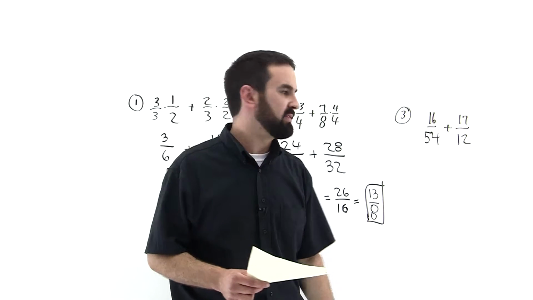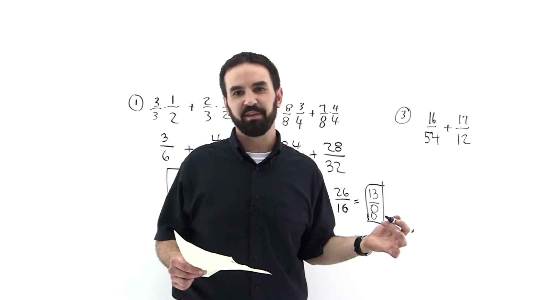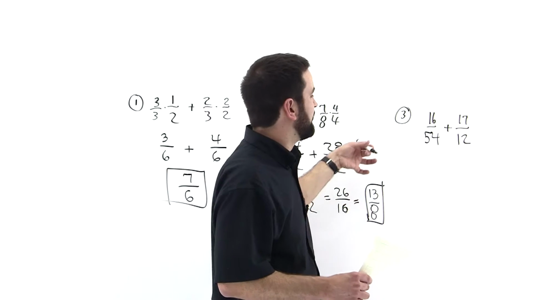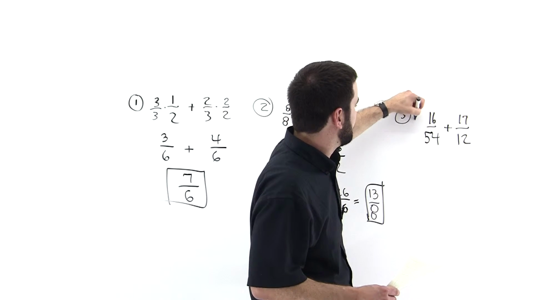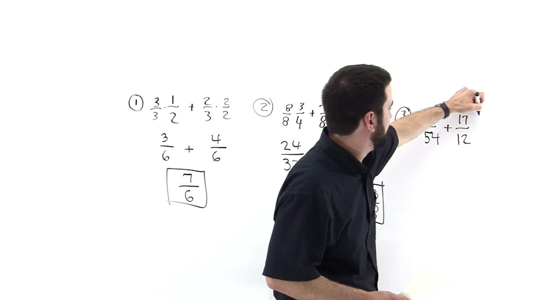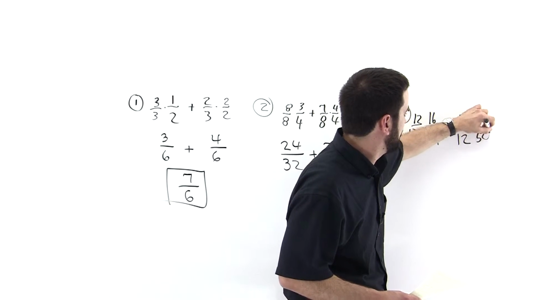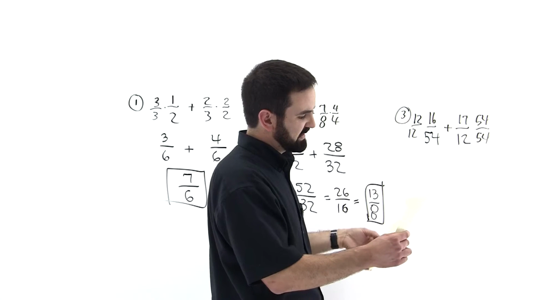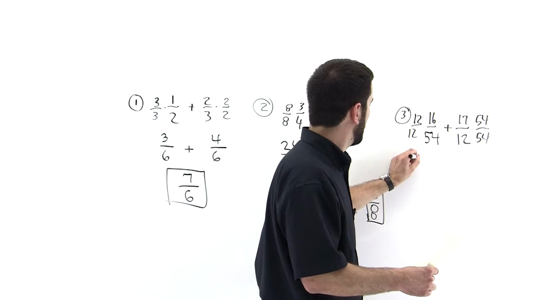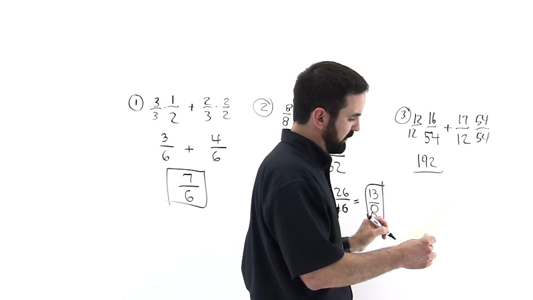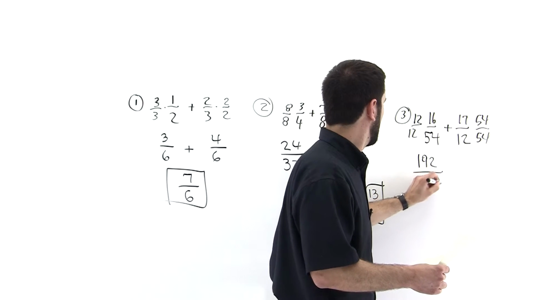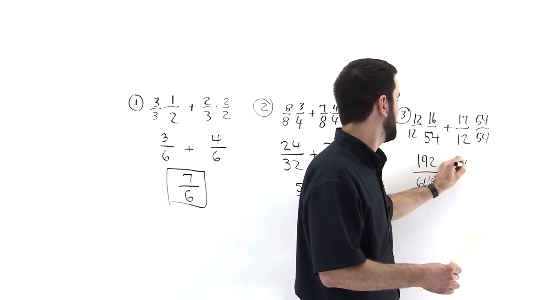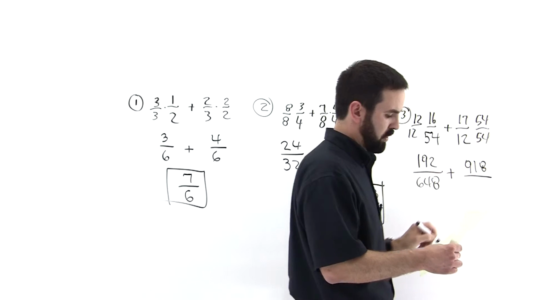So we see that this would not be easy to find the least common denominator, right? But what do we care about the least common denominator? We just want the answer. So let's just take this number, multiply this one times 12 over 12. Take this one, multiply this other one times 54 over 54. We haven't changed either of those fractions because this is just 1, this is just 1. 12 times 16 is 192. So we have 192 over 648, plus 918, 17 times 54 is 918, over 648.